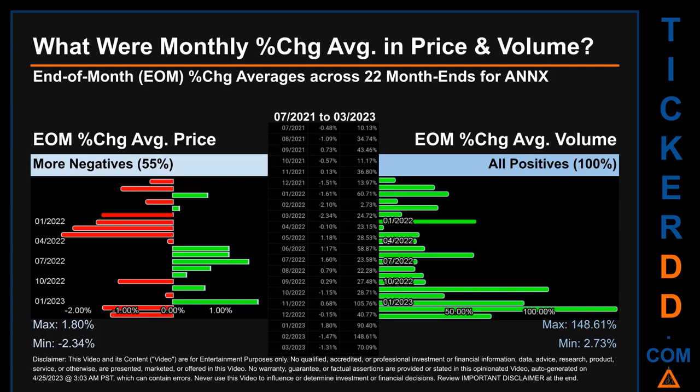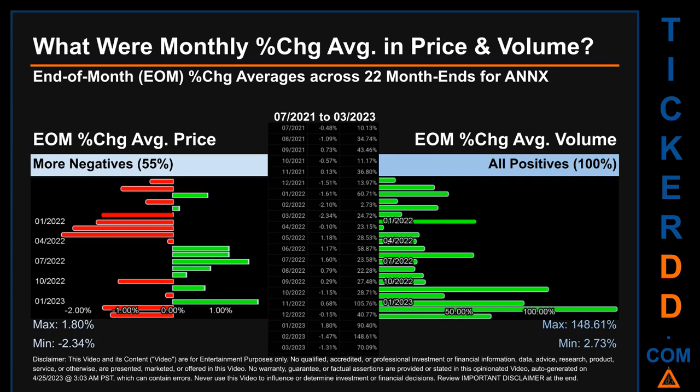From 07-2021 to 03-2023, out of 22 month ends, 12 had a negative percentage change in average price. Meaning 55% of month ends saw a negative percentage change in average price. In terms of volume, 22 out of 22 month ends had a positive percentage change. That is 100% of month ends saw a positive percentage change in average volume.